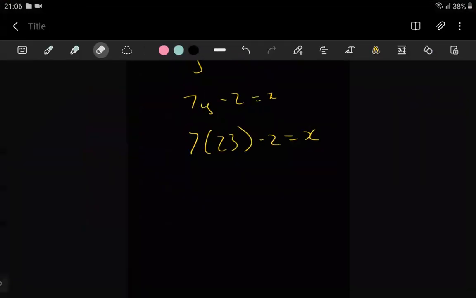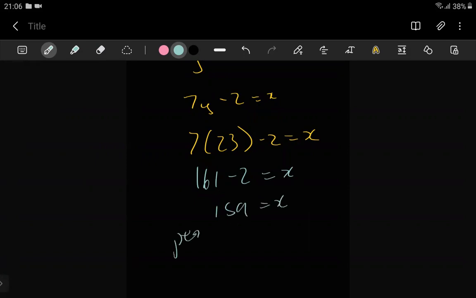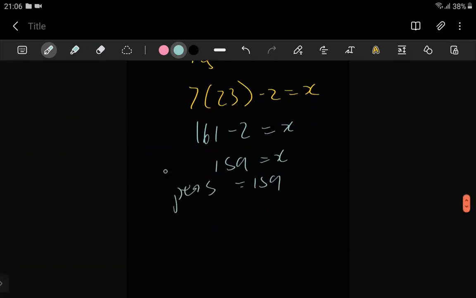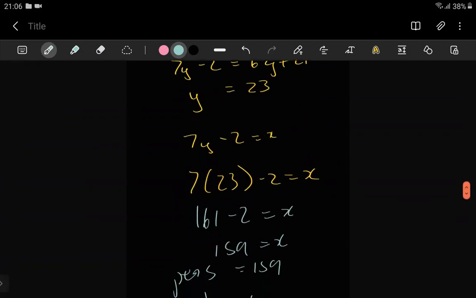161. 161 minus 2 equal to x. Yeah, this is a bit more accurate. So here the pens is 159. People, wait, what did we get?